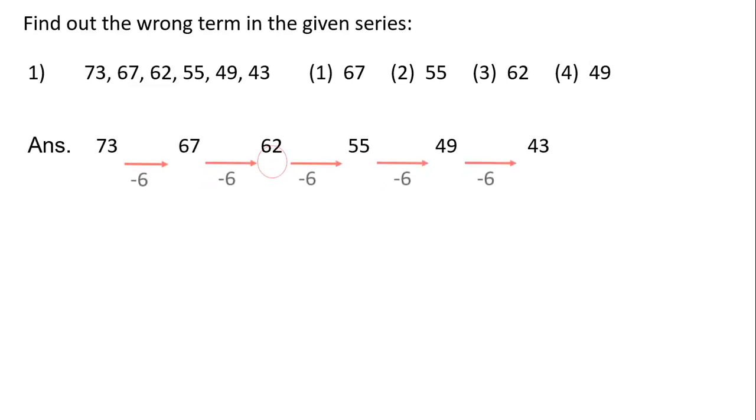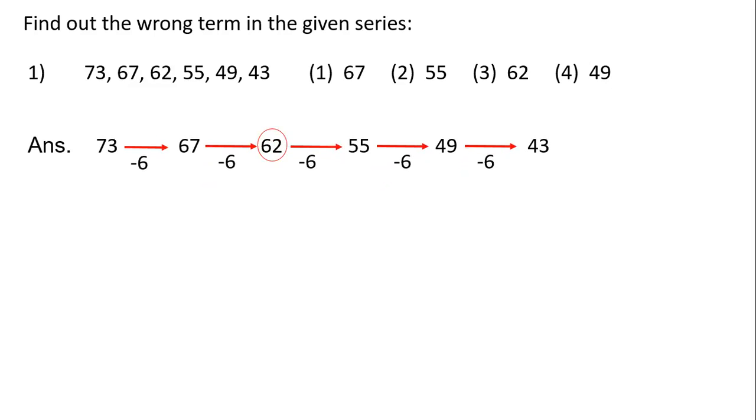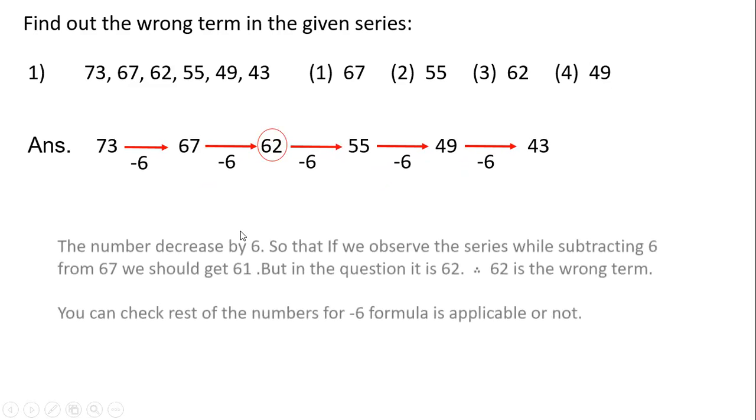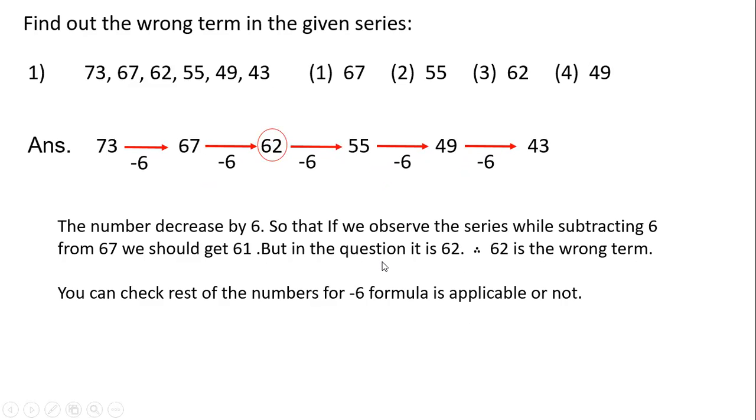If we observe this series, we notice that each and every time we subtract 6. That is 73 minus 6, we get 67. 67 minus 6, we get 61. But in the question, it is given 62. So our wrong term is 62. It should be 61. So 62 comes in option number 3. And you can check whether the minus 6 formula is applicable to the rest of the numbers. So option number 3 is our answer.